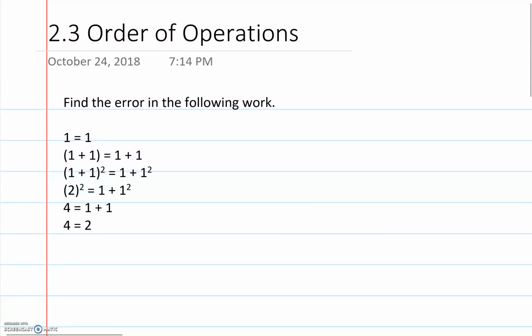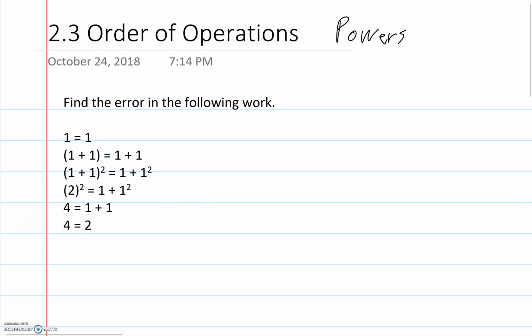Hello and welcome to my video on 2.3 Order of Operations from the Math Makes Sense 9 textbook. This is in the Powers and Exponents unit.